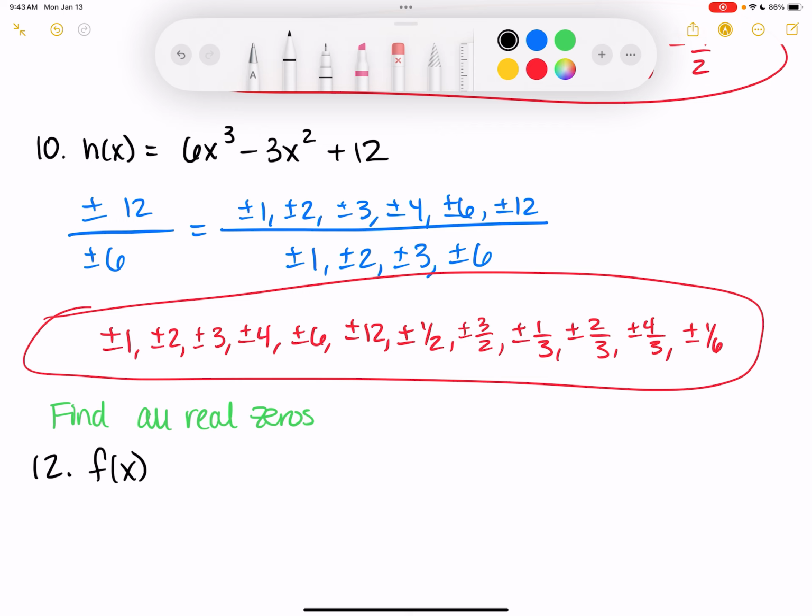Okay, number 12. F of x equals x cubed minus 5x squared minus 22x plus 56. Oh boy. What is this? Please don't say "oh boy" when you write down a problem. No, I said that because 56 is a big number.